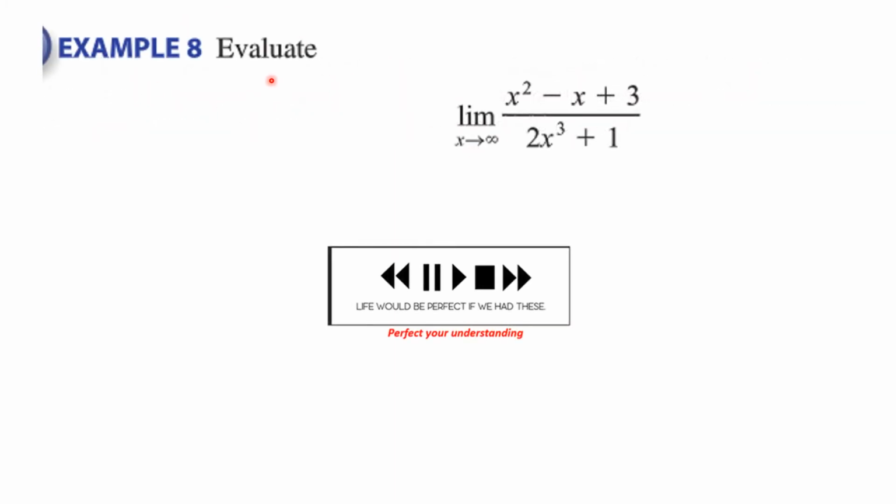Let's use that to evaluate this expression. The limit as x tends to infinity of x squared minus x plus 3 over 2x cubed plus 1. You know what to do. Let's see how you did.